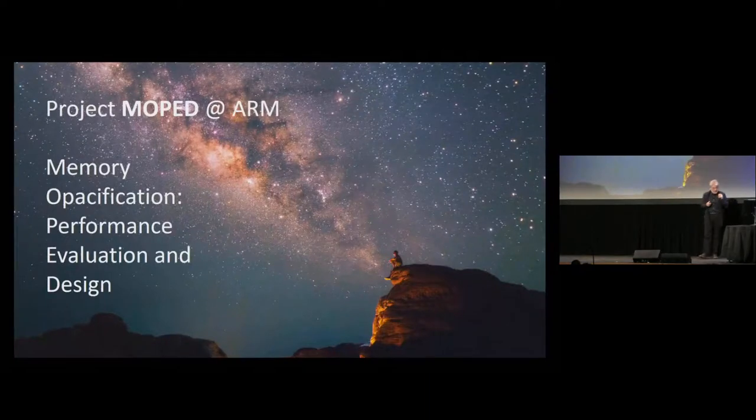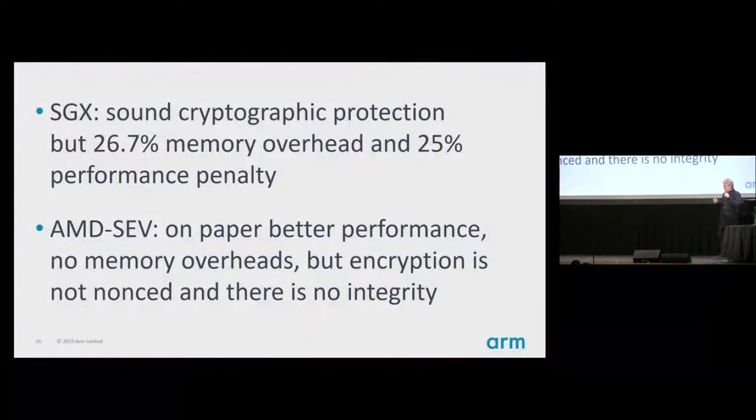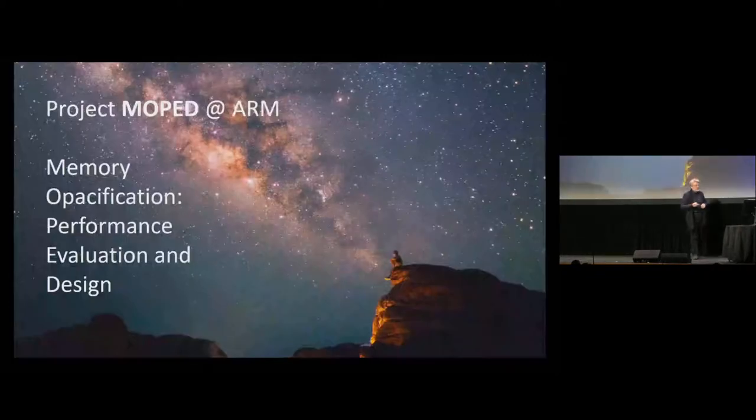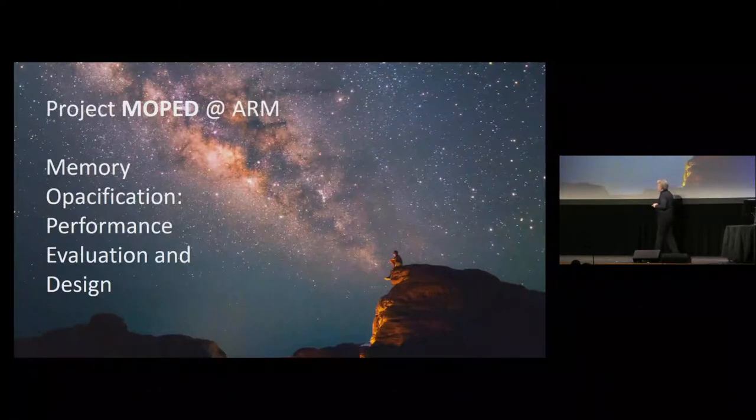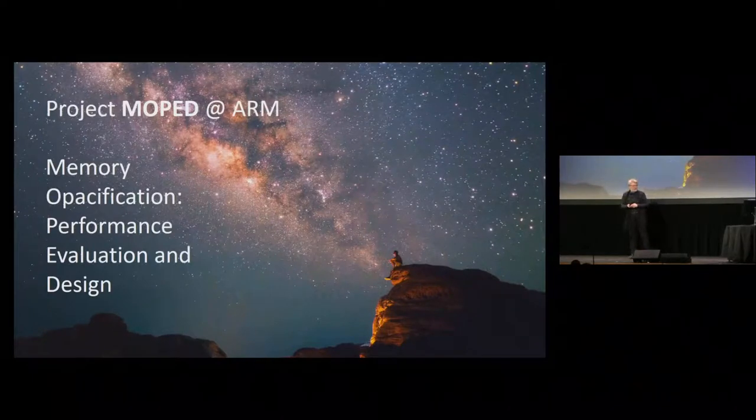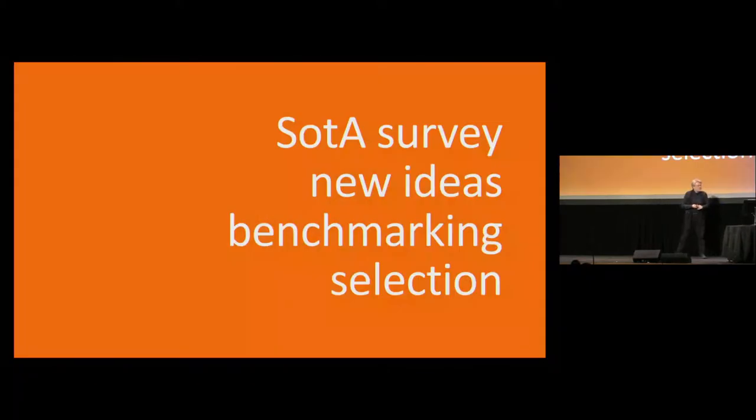So I decided to try to have something, let's say, ideally, with the first level of security with a second-order performance impact. And so I started a project which is called MOPED at ARM. It stands for Memory Opacification, Performance Evaluation and Design. This word exists, look in the Merriam-Webster. And as any project of this kind, it contains a survey of the state of the art, new ideas, because we are an IP company, benchmarking and selecting the winners.